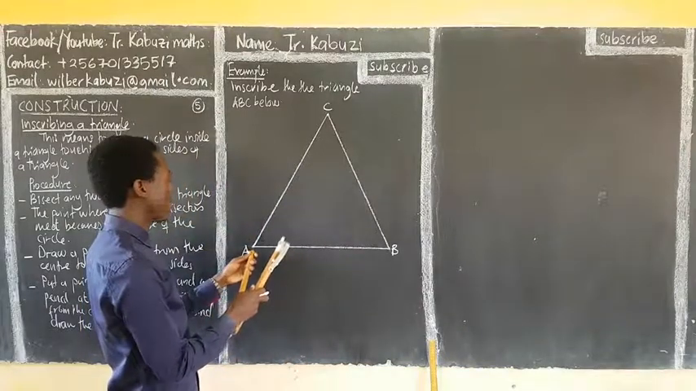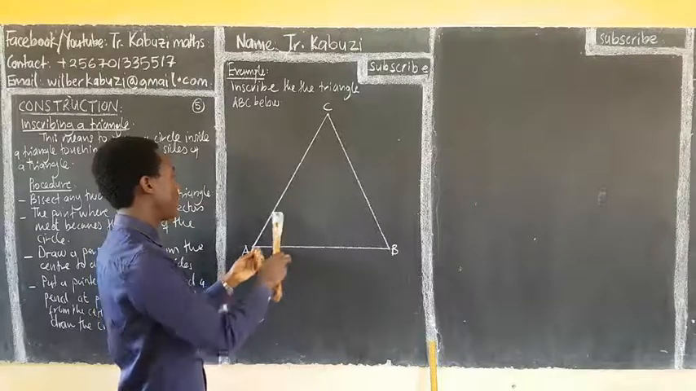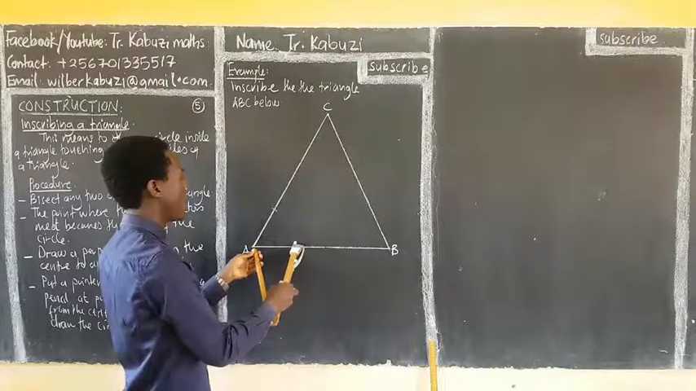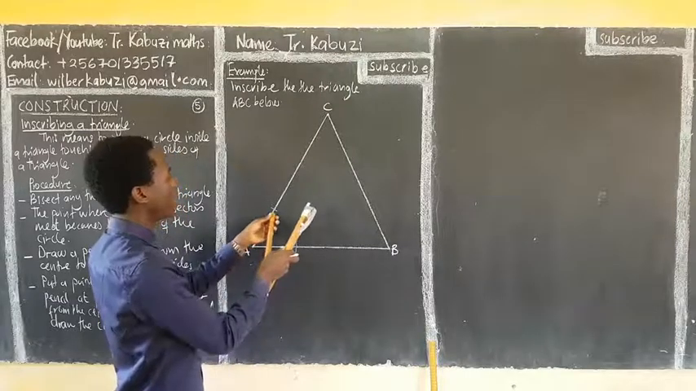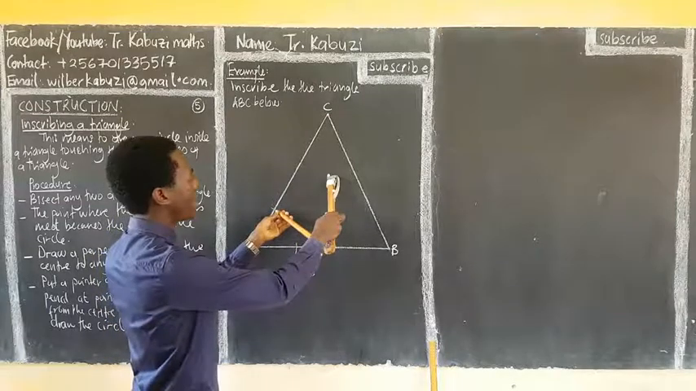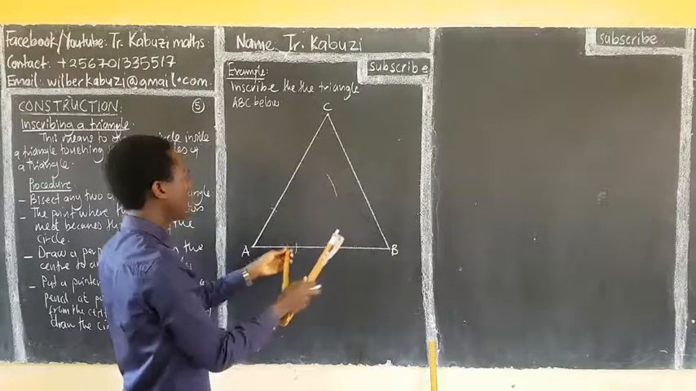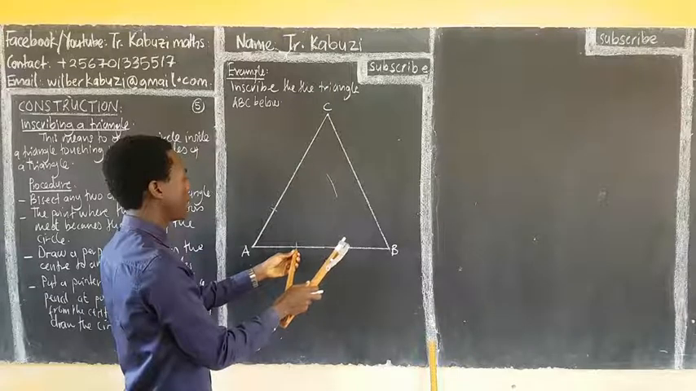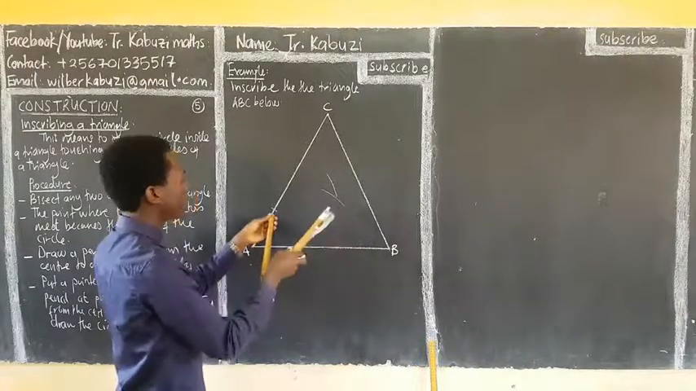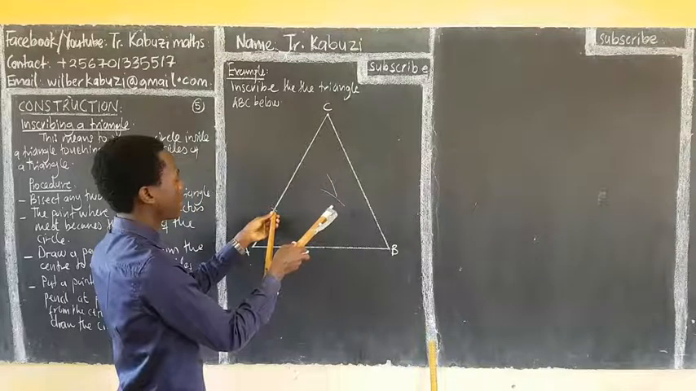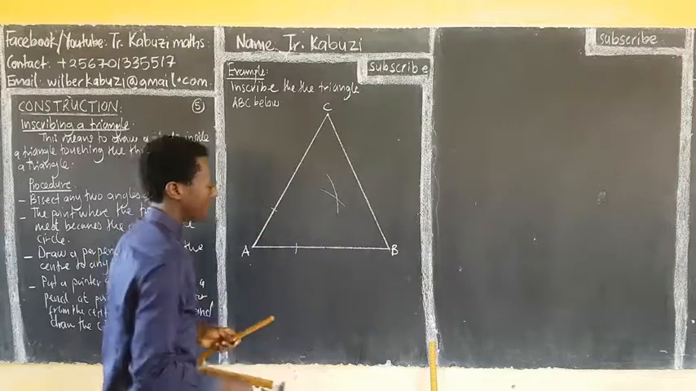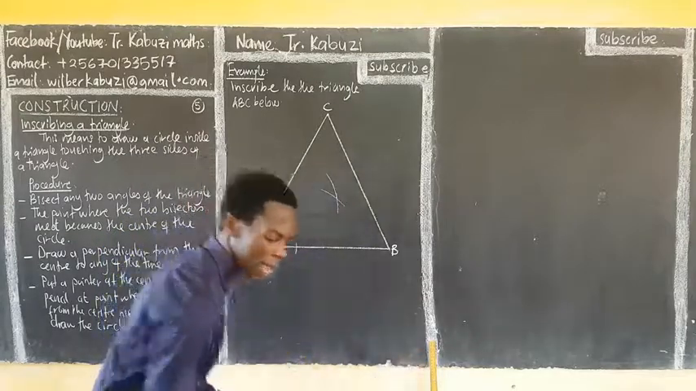So how do we bisect? You put your pointer there and draw an arc there. Hope you remember, you draw an arc there and an arc there. Then we put the pointer at this arc and draw an arc there. Then also here, we draw an arc there, like that. If they are not meeting, you come back here and increase this, like that. Then you join the 2.